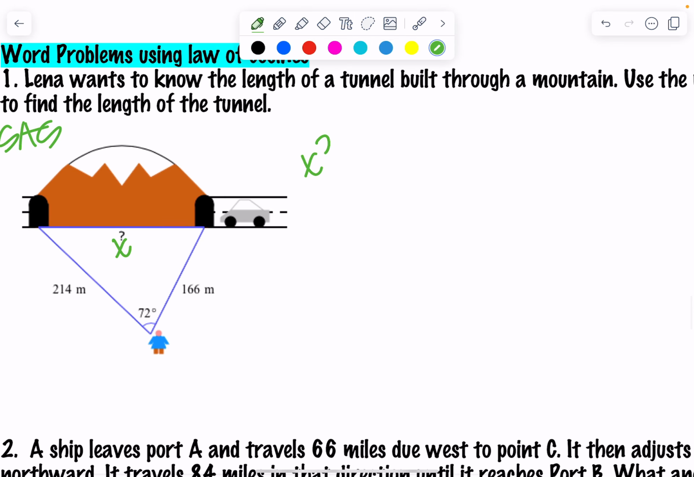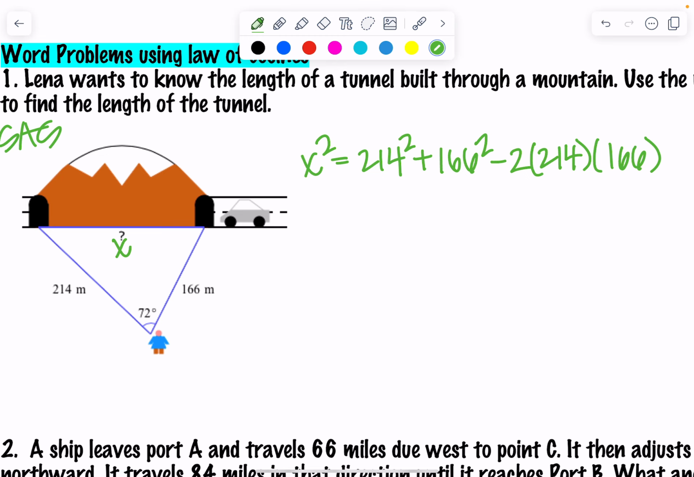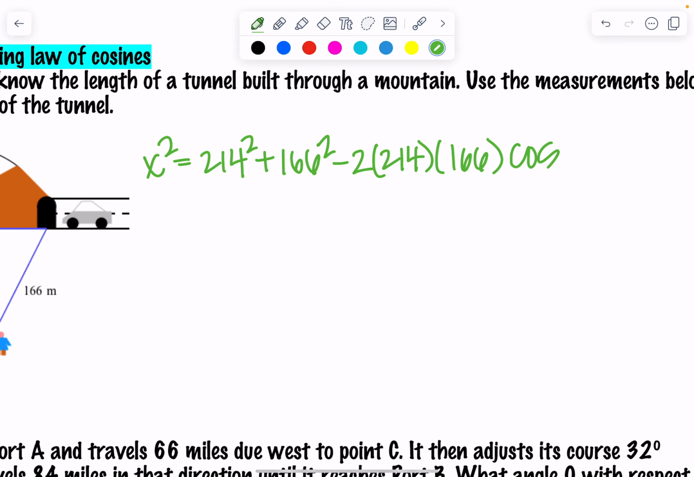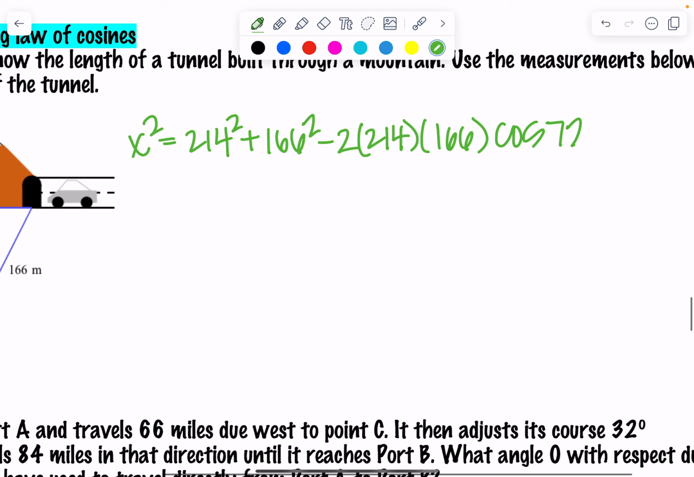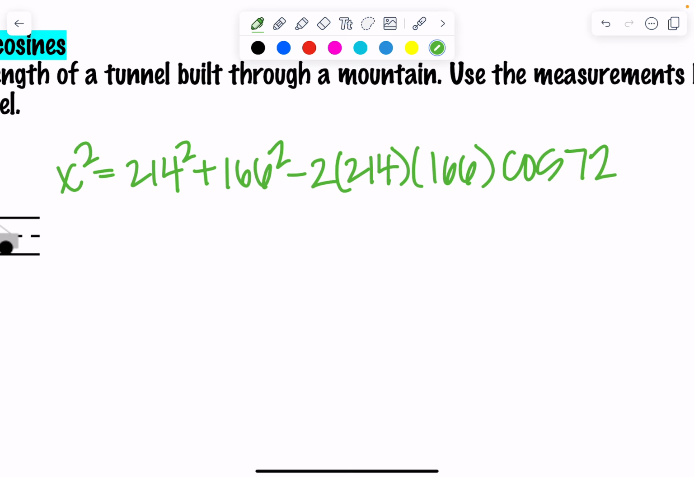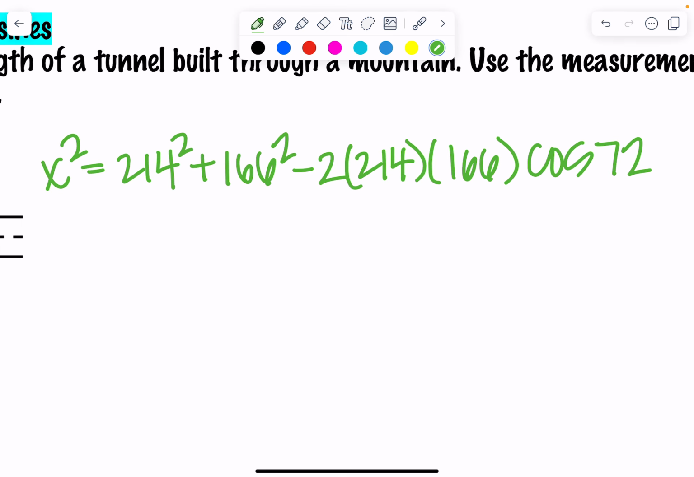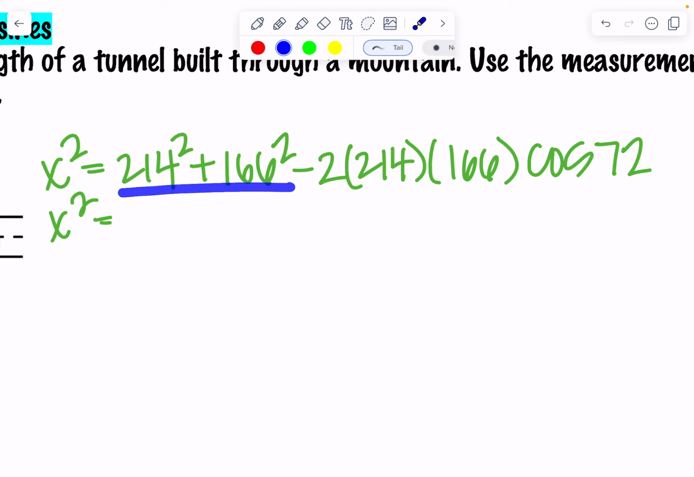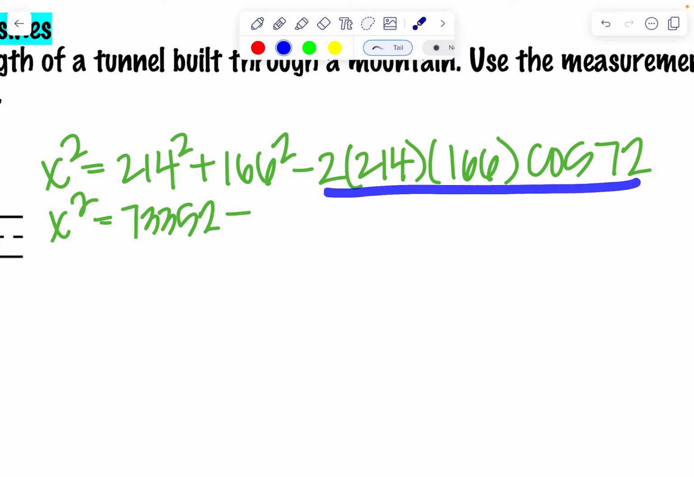So we get x squared equals, we're going to do the other two sides, 214 squared plus 166 squared minus 2. Repeat those two side lengths. Cosine of that angle, 72. So again, we should be a little bit more comfortable writing the formula at least now. Now we just have to dive into calculating all that. So x squared equals, if I type in this, I will get 73352. Put the negative sign down, type in this.